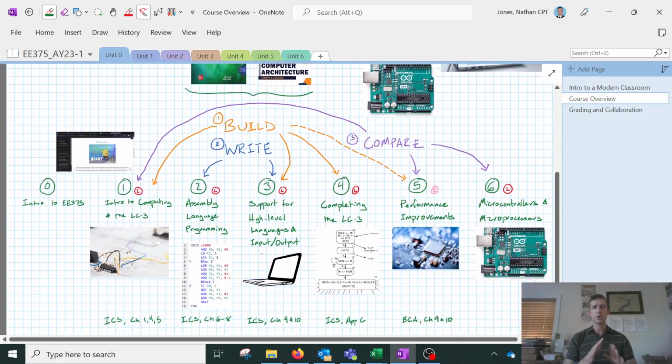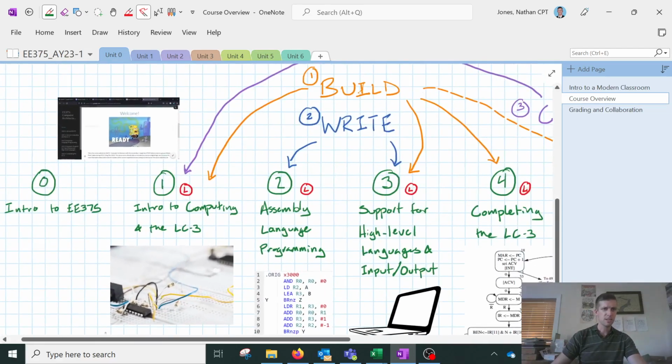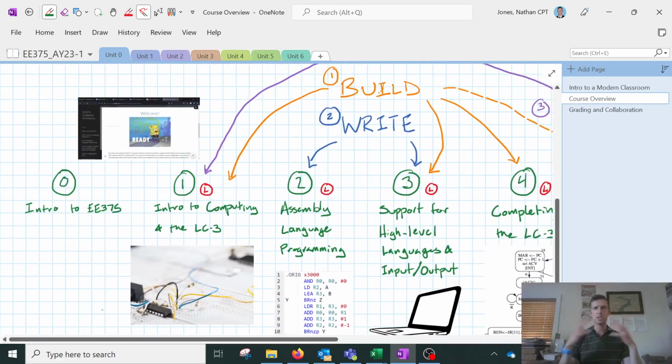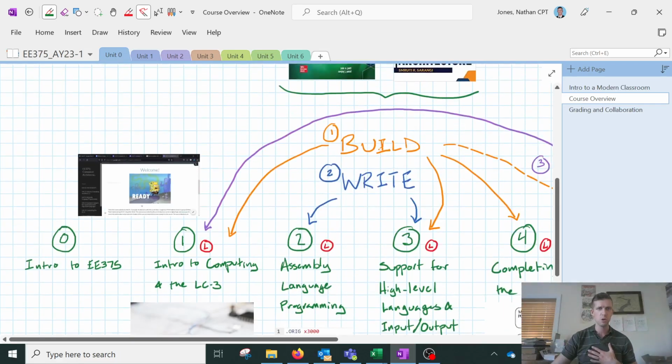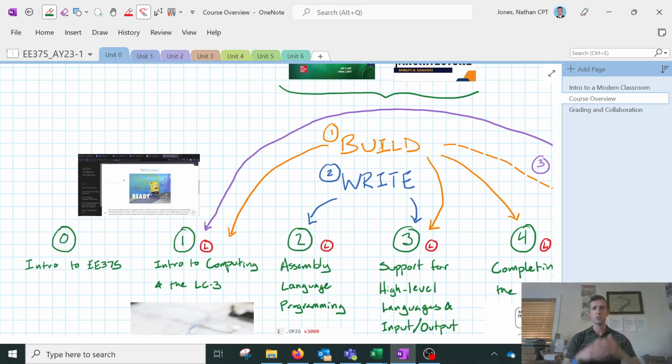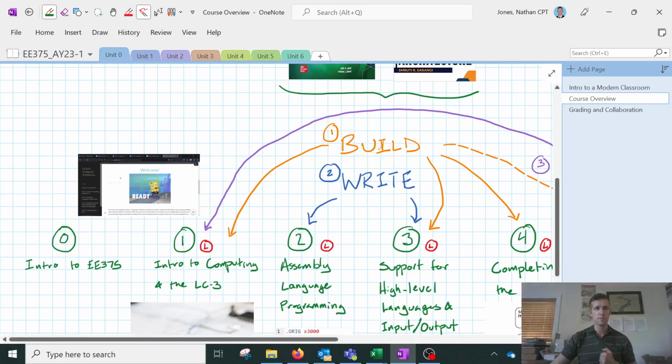The course itself is broken down into 7 units. You can see them numbered here 0 to 6. Unit 0 is the one we're in right now. It's just the introduction to the course. The purpose of this unit is just to get you familiar with the course format, which is probably kind of new to you, as well as the actual course material and the course policies.